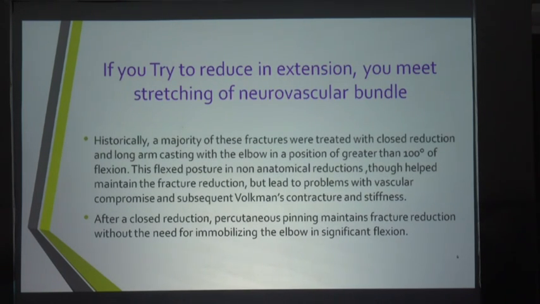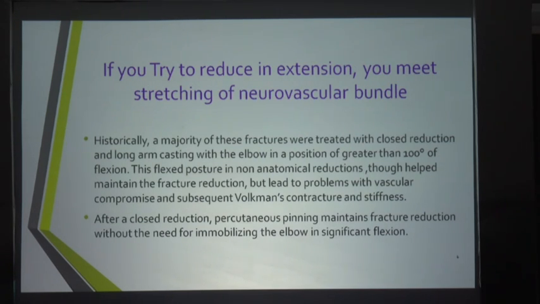Historically, a majority of these fractures are treated with closed reduction. This was from my old Campbell, that all the fractures should be treated by plaster only, with traction in extension and plaster. So the majority of these fractures were treated with closed reduction along with arm casting with the elbow in a position of greater than 100 degrees of flexion. And the problem I had seen in the initial days was that stiffness was very severe, and even after 2, 3, 4, 5 months, people were coming with stiffness. And later I realized that if you do anatomical reduction, stiffness is never a problem. Anything short of anatomical reduction will give you stiffness.